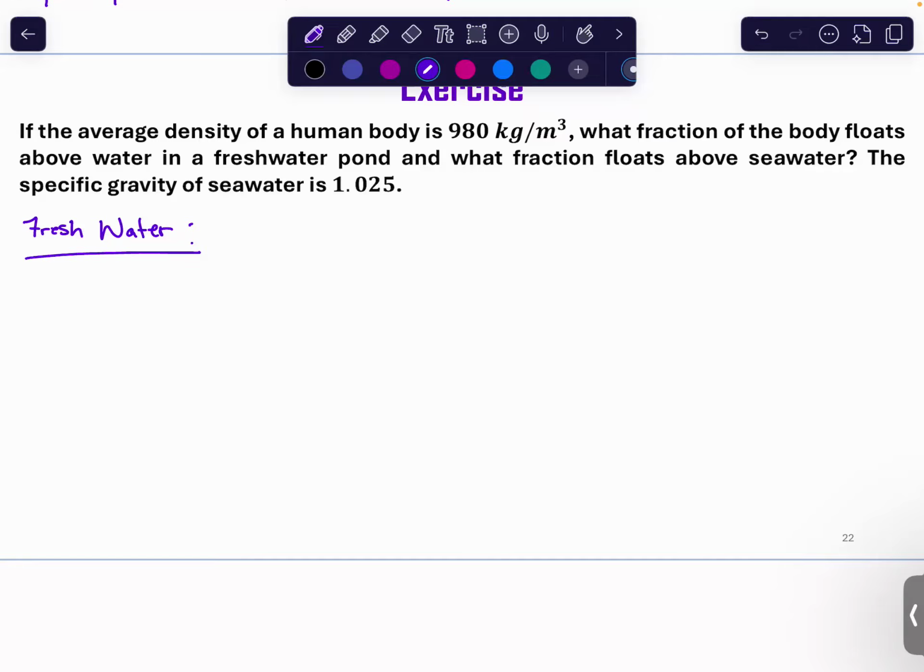So we're going to go back to our definition where we have our volumes to our density ratios. So we're going to have the volume of the water over the volume of the body, rho of the body over the rho of the water. This is fresh water, so we use 1,000.